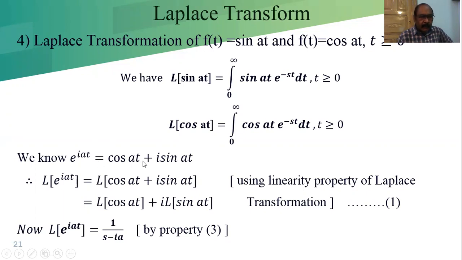We can take the Laplace transformation of both sides. So the Laplace transformation of e to the power i at equals the Laplace transformation of cos at plus i sin at. From that, we can write the Laplace transformation of cos at plus i times the Laplace transformation of sin at, using the linearity property of the Laplace transformation.